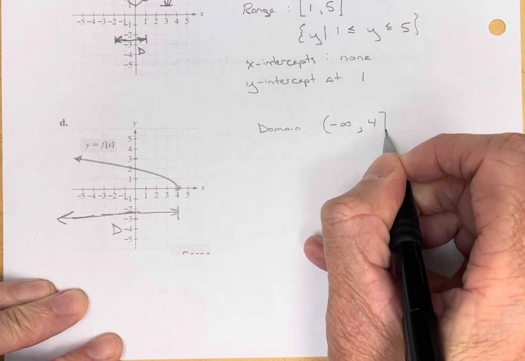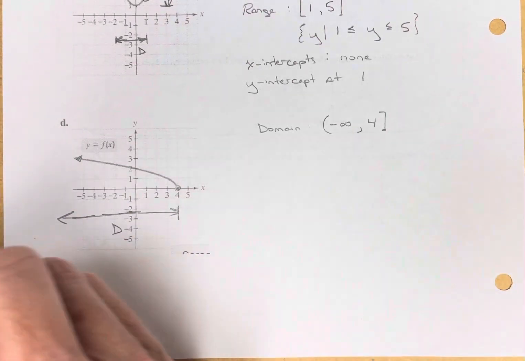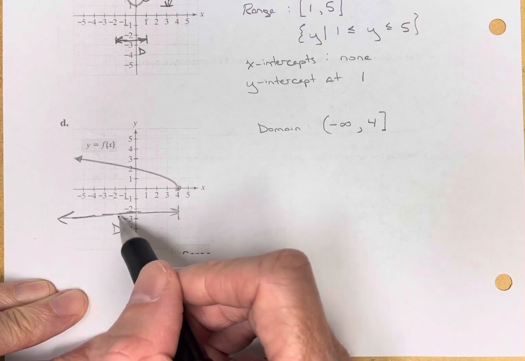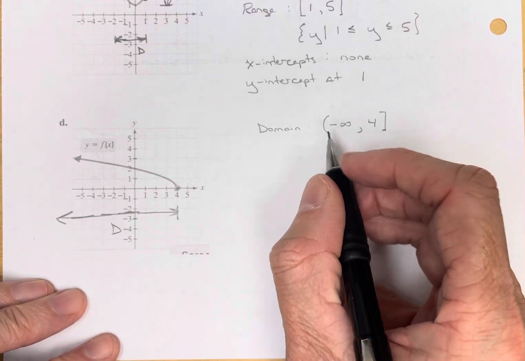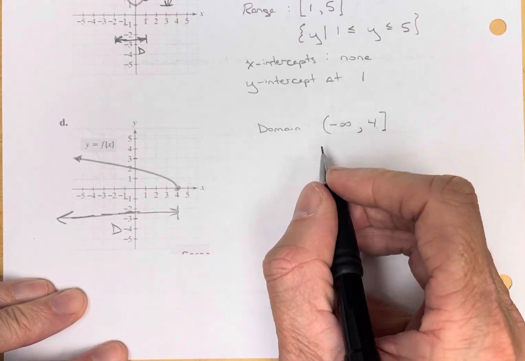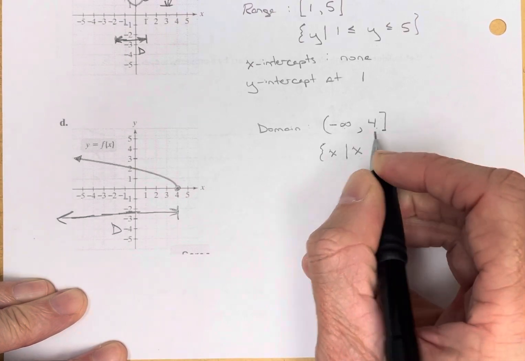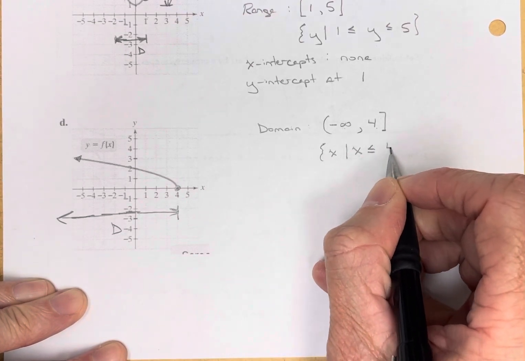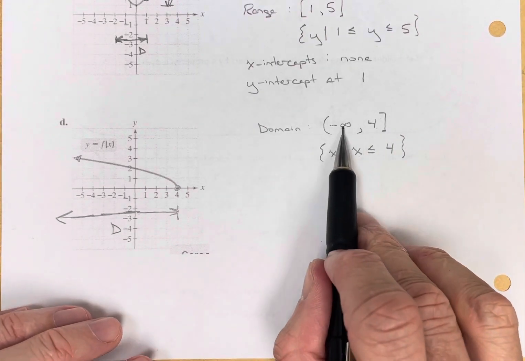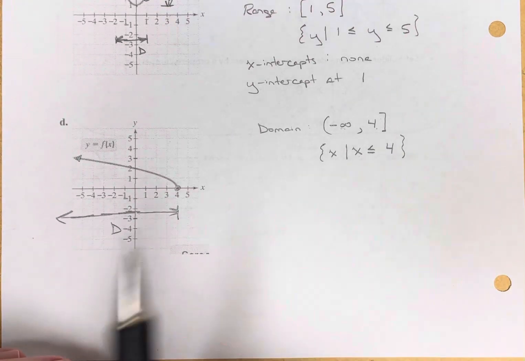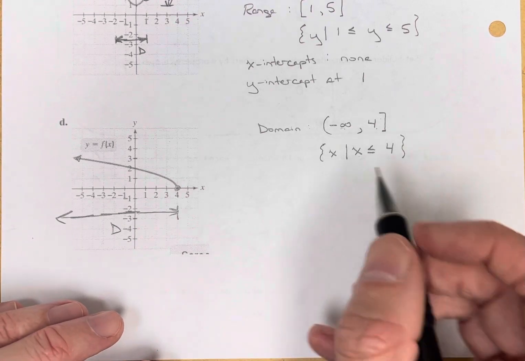So we have a bracket next to the 4. The domain is from -infinity all the way up, -3, -2, -1, 0, and up to 4. Hard stop at 4, including 4. This is interval notation. Set builder notation: the set of all x's such that x is less than or equal to 4. Of course, you could also write that x is between -infinity and 4, but this is the shorter, cleaner way to do it. It's all x's that are less than or equal to 4.